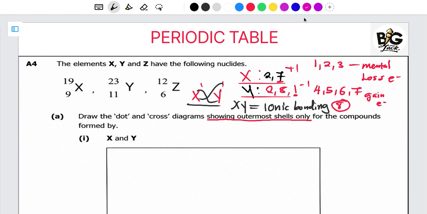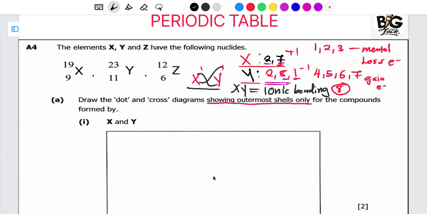The last thing: if you count the shells in the electron configuration, those determine the period in which an element is found. So if you count 1, 2, this one is found in period 2. If I count 1, 2, 3, this one is found in period 3. This is what I mean. So let's answer this question. Remember, only outermost shell electrons. Let me start with x.